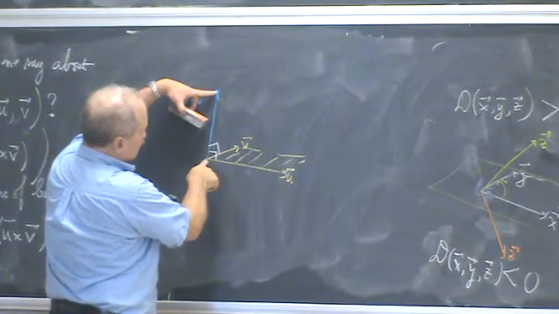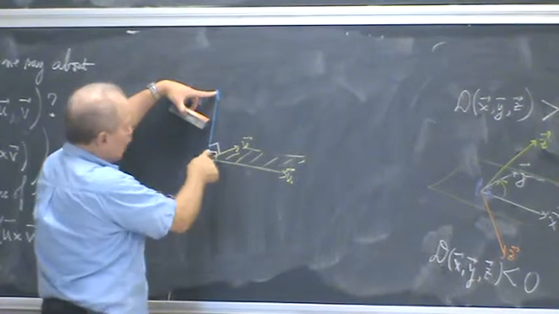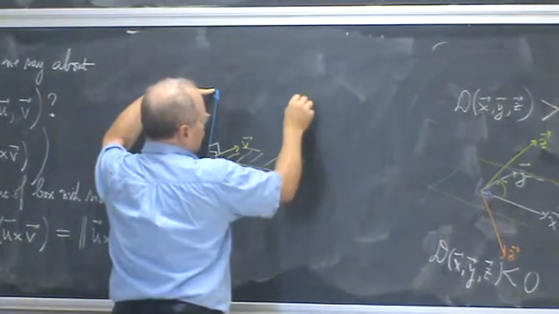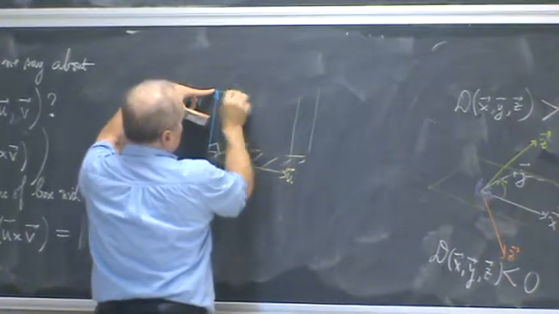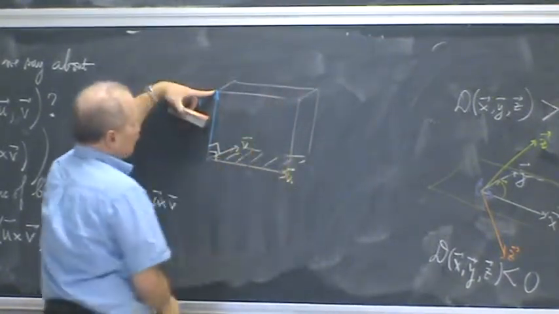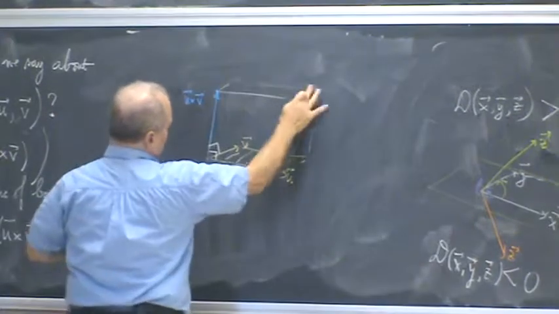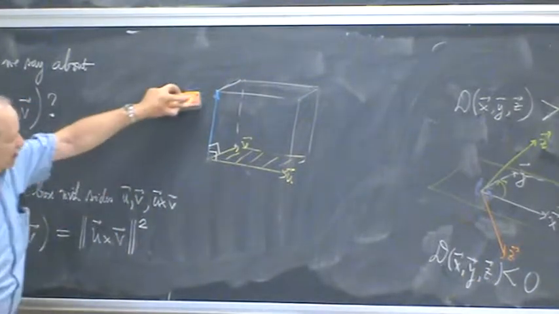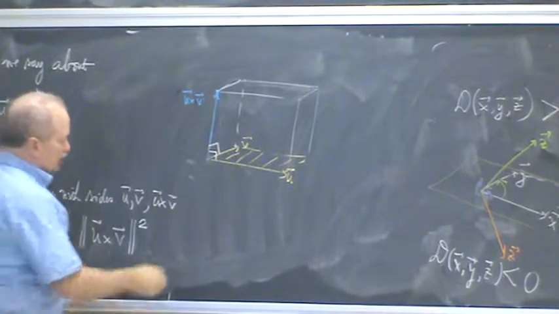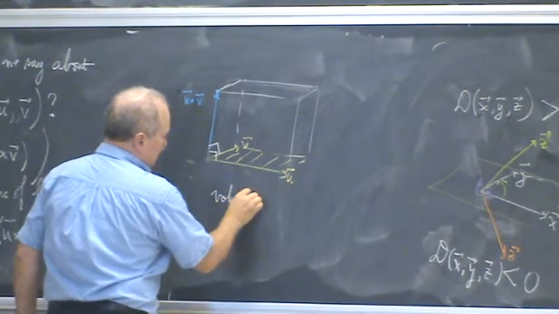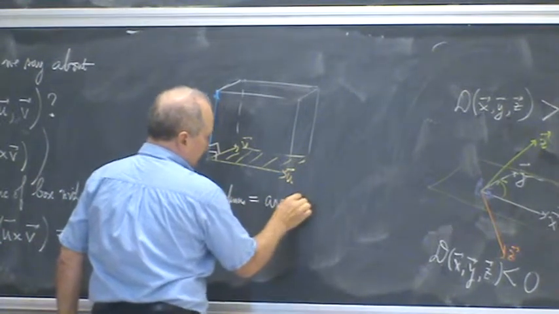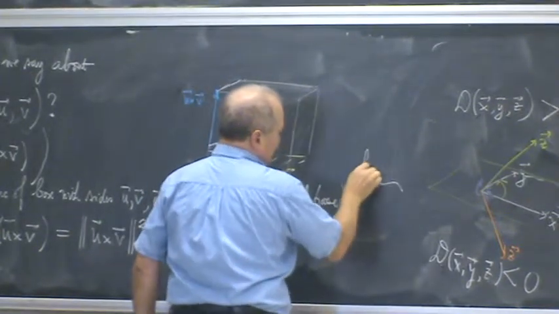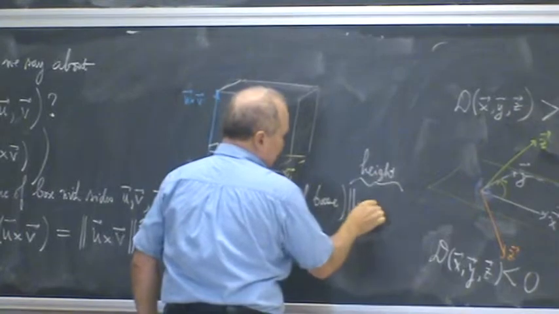Yeah, it's the height times the area of the base. Because this vector is orthogonal, the height of this box that I would draw here, the height of that box, didn't quite do that so perfectly, the height of that box is exactly the magnitude of this vector. So the volume is the area of the base times the height, which is the length of the cross product.